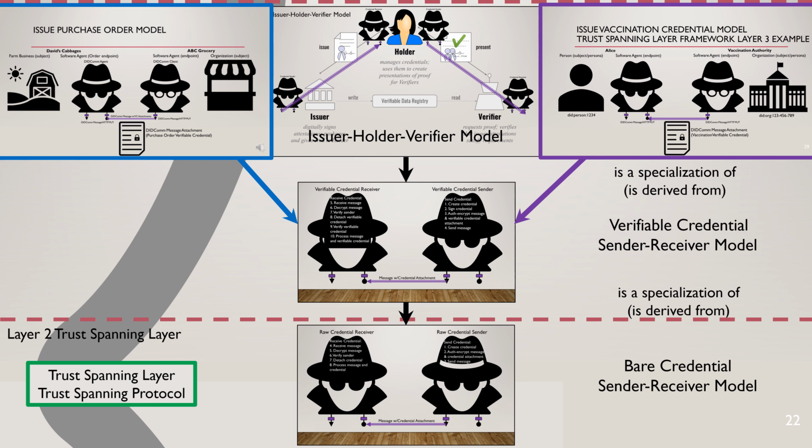On the right-hand side, the issue vaccination credential is also just a specialization or a derivation of the verifiable credential sender-receiver model. In the center of the diagram, and as we've discussed before, the verifiable credential sender-receiver model is just a specialization or a derivation of the bare credential sender-receiver model at the bottom.